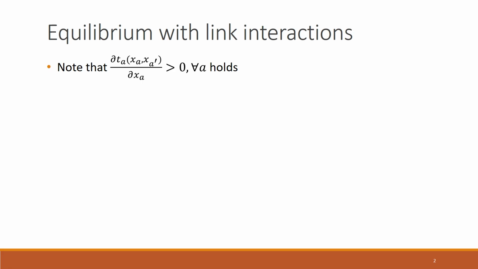Before we can say that the solution of the optimization formulation is unique, we had made some assumptions on the travel time functions. Note that the first assumption that is required is that the derivative of the travel time on any link A with respect to the flow on link A should be positive. So, this anyway holds.